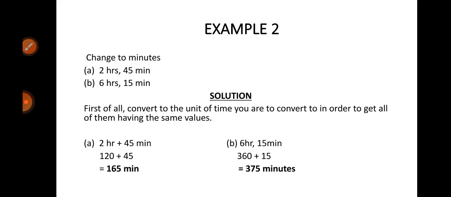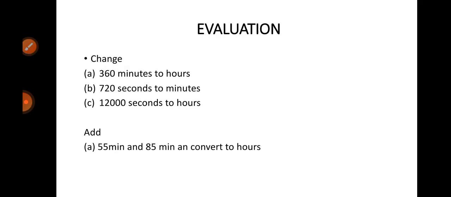Also, we have 6 hours and 15 minutes. Converting 6 hours to minutes will give us 360 minutes plus 15 minutes. It now gives us 375 minutes. So we have seen that we can convert our time from minutes to seconds, minutes to hours. After all, 60 seconds make 1 minute, 60 minutes make 1 hour. So the conversion is not the one that will crack our head before we think of what to do.